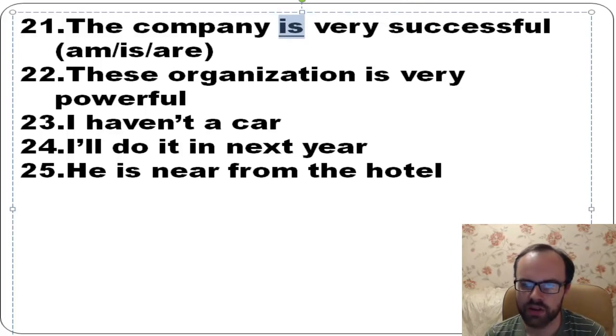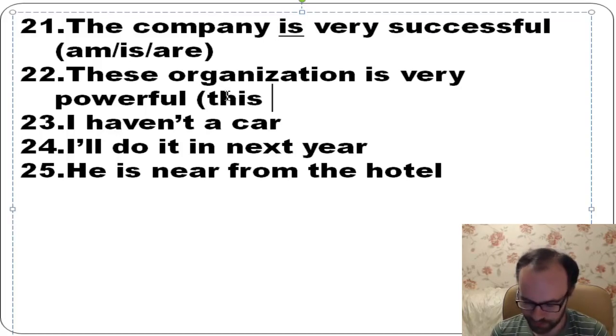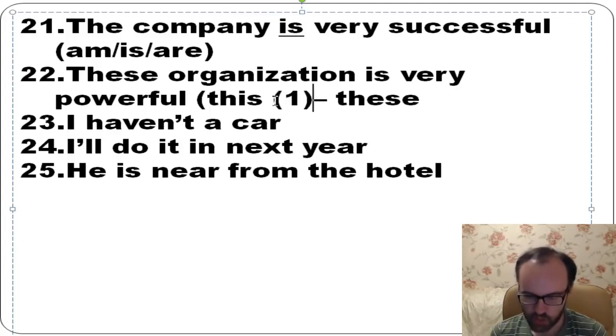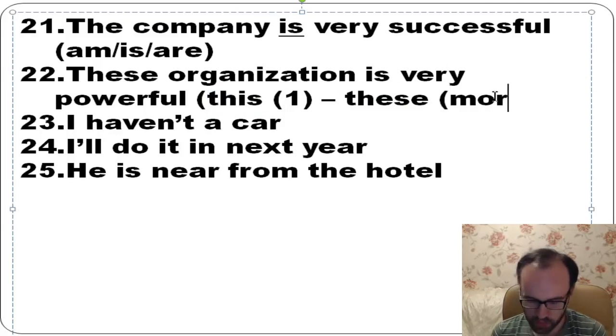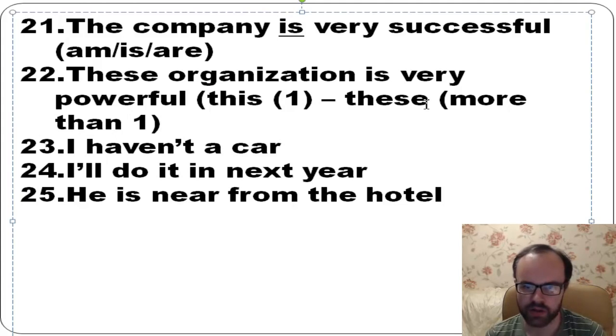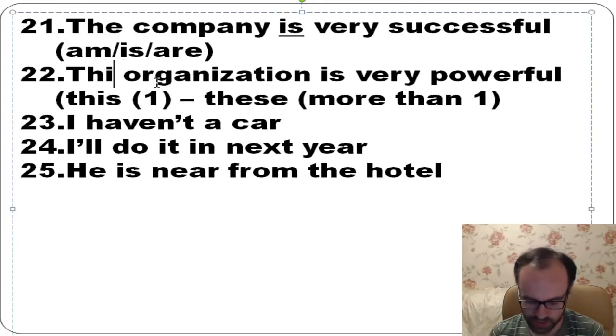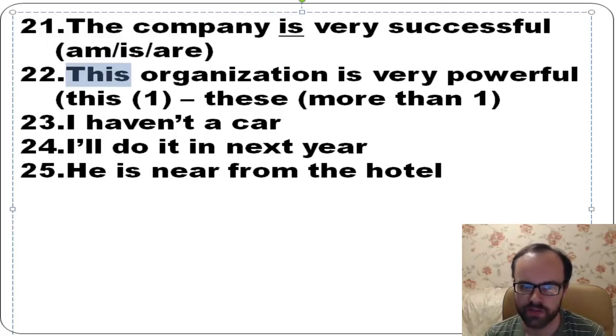Next. This organization is very powerful. So, do you see the mistake? Do you know the difference between this and these? So this, it's one, this, and these, so it's a long sound, and you hear z, these, it's a long sound, e, and you hear z, these, and this, it's a short sound, and you hear s, this, so these, it's more than one. So this organization is one. So this organization is very powerful.